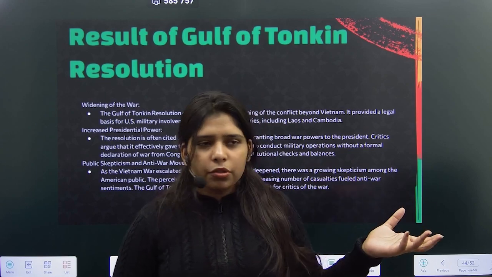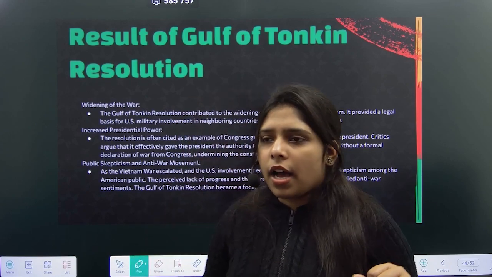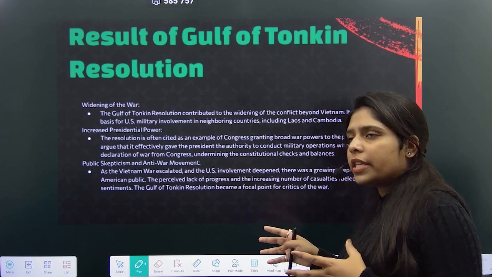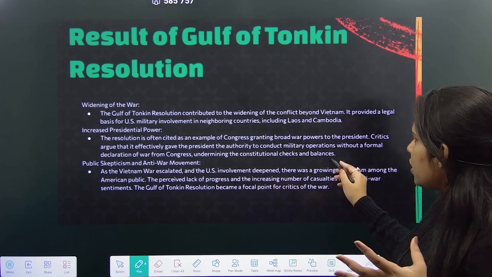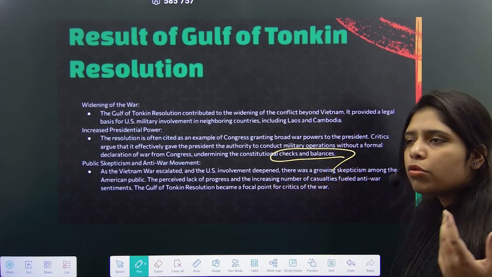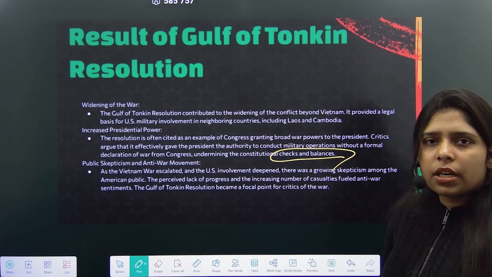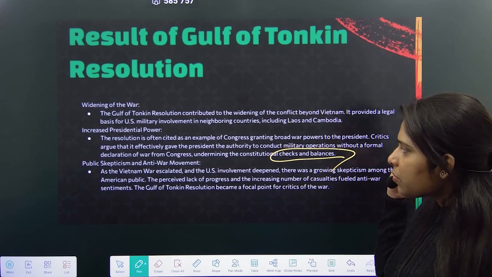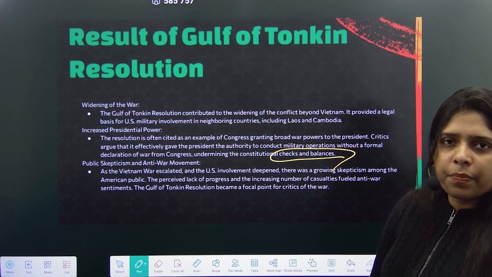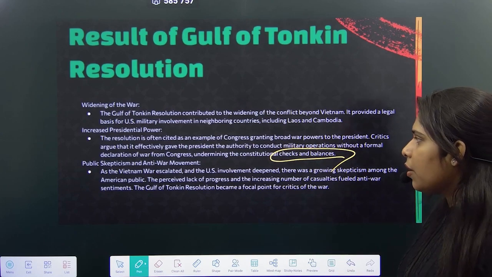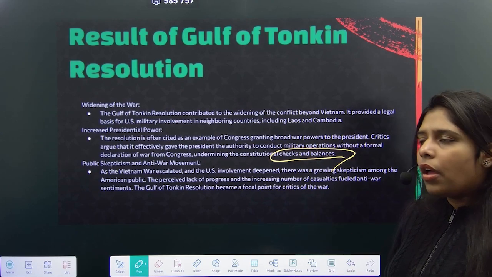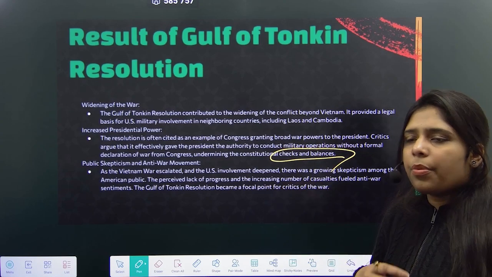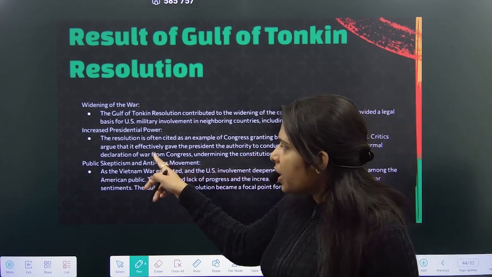So when it came to the US and the Gulf of Tonkin resolution, people were saying, where is the concept of checks and balances? Who is going to keep a check on the president who is abusing his power? That was the situation in the US. So let alone the people around the world, the US people themselves were condemning the president for the war.